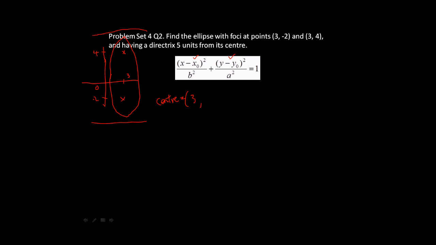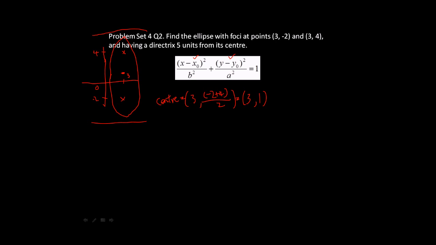Now for the y coordinate, we just need to find the middle point between the 2 foci points, which can be found by adding the 2 coordinates together and dividing by 2. So we have 3 and then we have 1. Alright, so here it will be roughly here. This is the center of the ellipse.